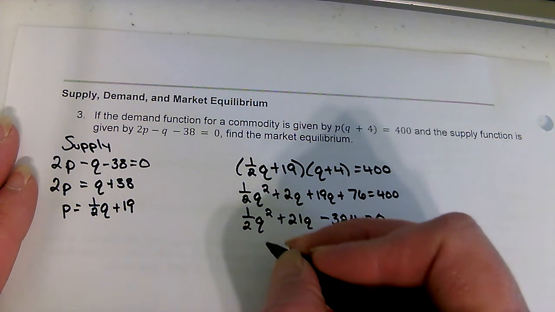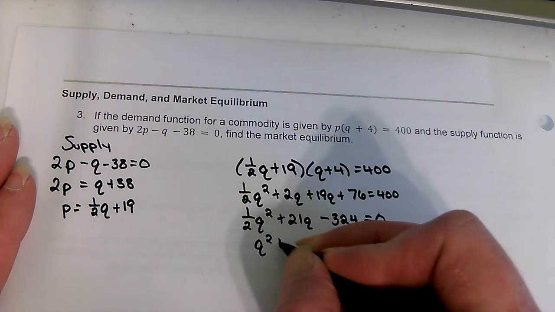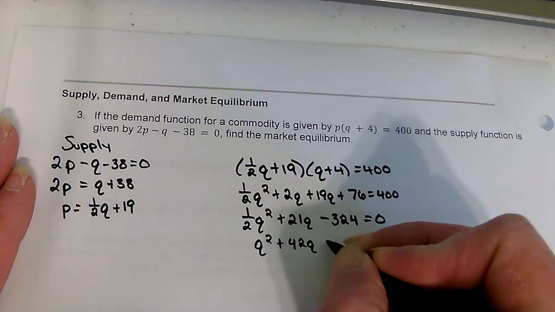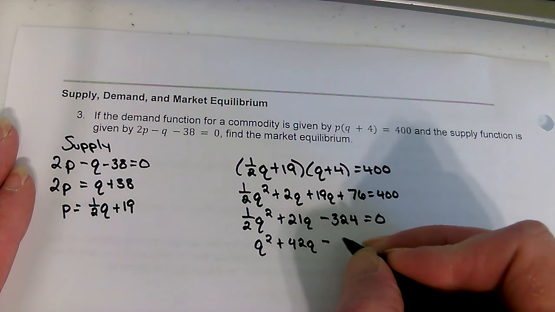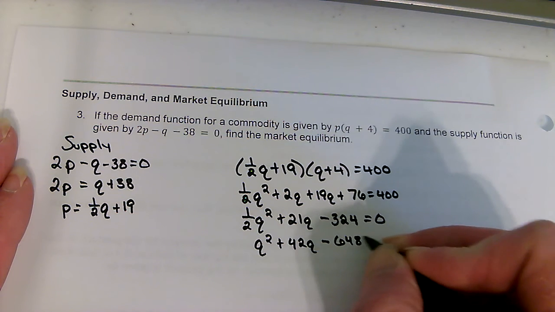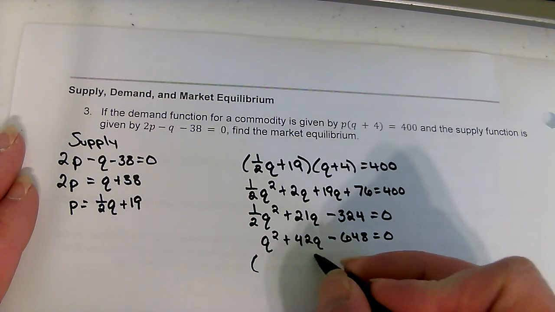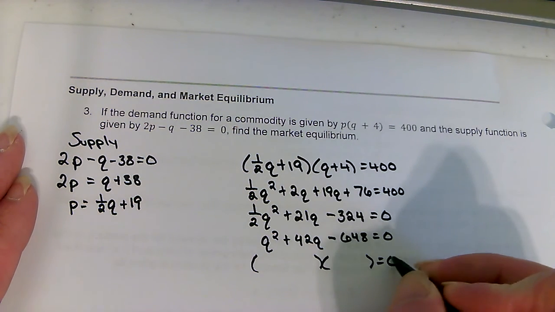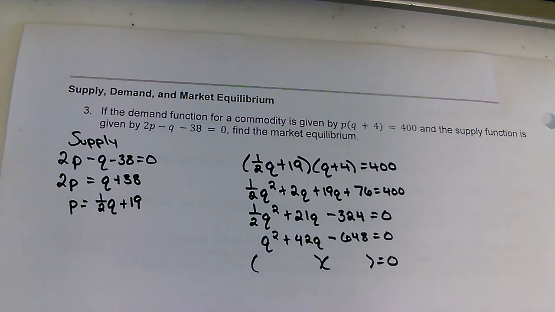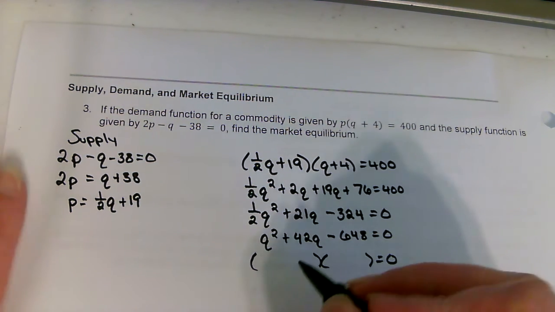So 2 times 1/2 would just give me q squared plus 42q minus, what does that end up being, 648. And if I multiply 0 by 2, I get 0. Now, I know that it factors and so forth. Let me back up a second.